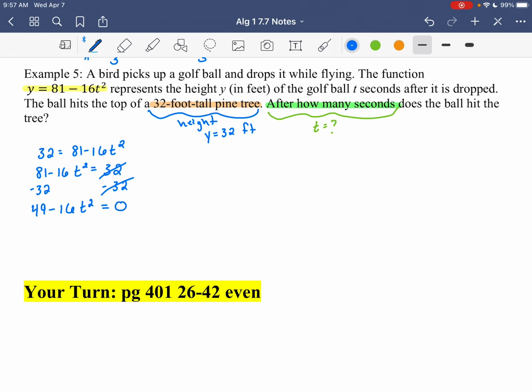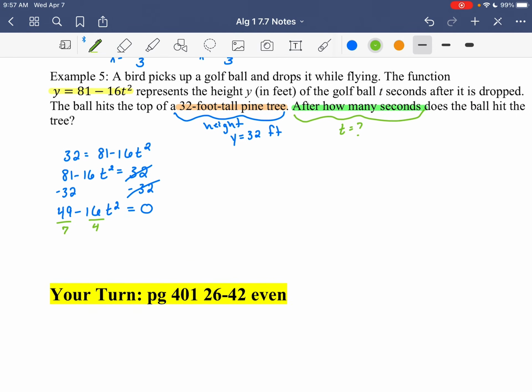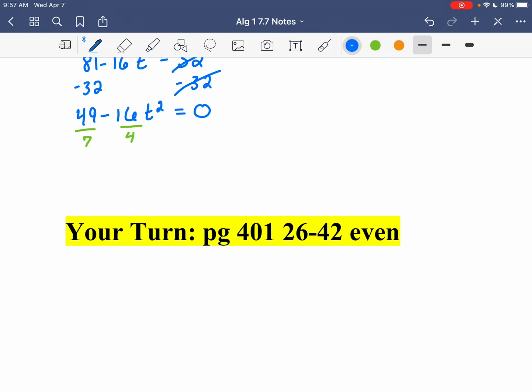Okay. And now when looking at this, I can see both of these are squares. This is the square of 7. This is the square of 4. So I can use the difference of squares pattern to factor it, because to be able to solve it, you have to factor it. So this is going to factor into 7 plus 4t, 7 minus 4t equals 0.